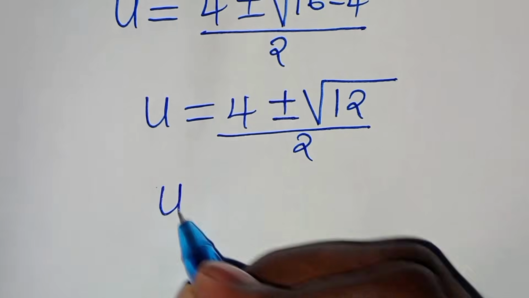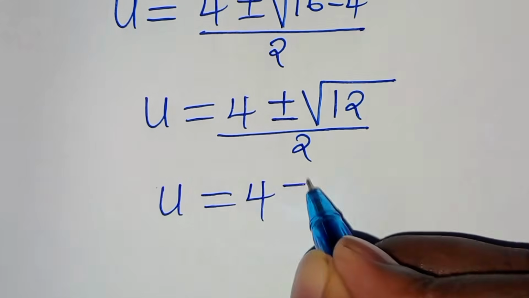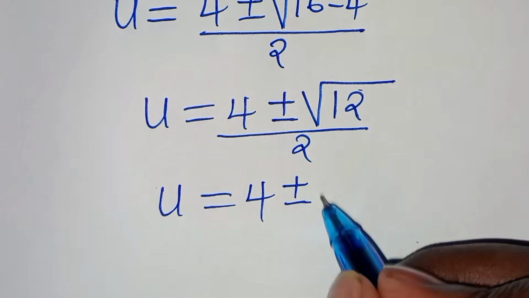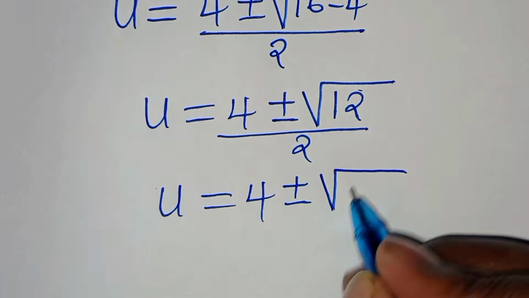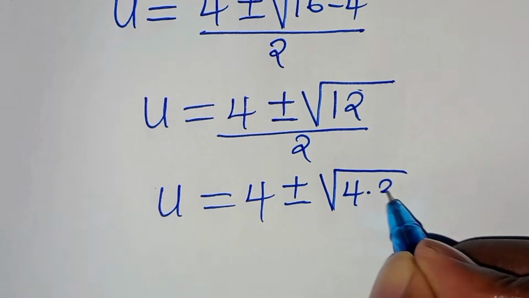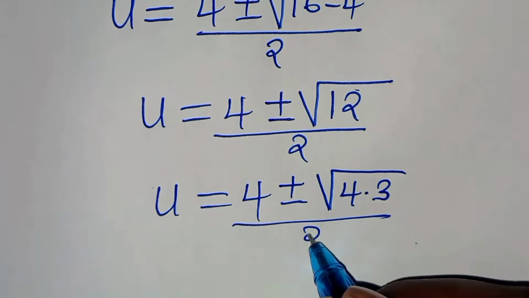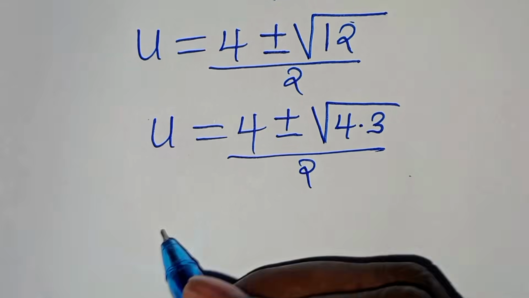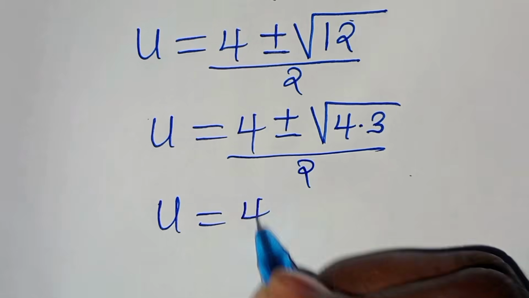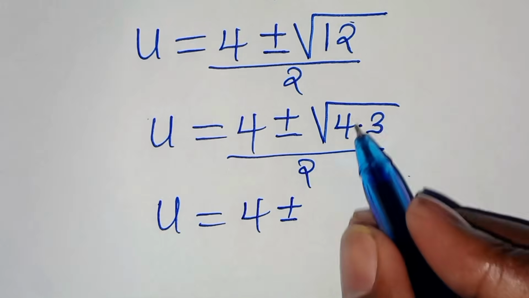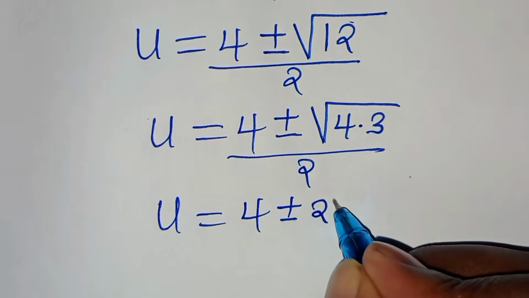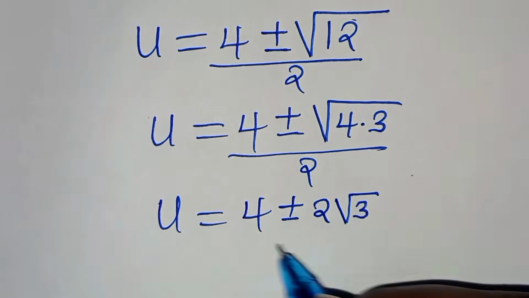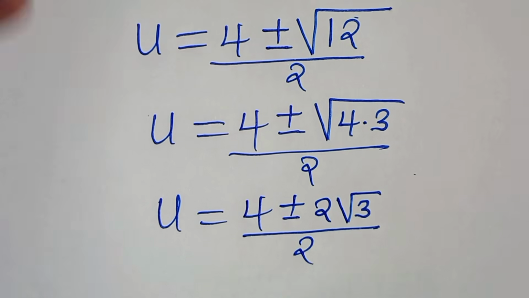Now we have that u is equal to 4 plus or minus. We can express the square root of 12. This is the same thing as the square root of 4 multiplied by 3, divided by 2. Now u is equal to 4 plus or minus the square root of 4. This is 2 square root of 3 divided by 2.